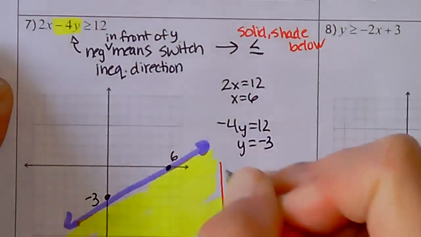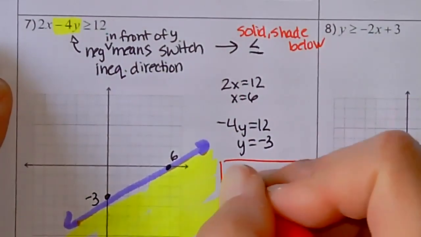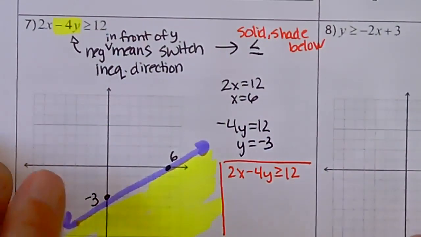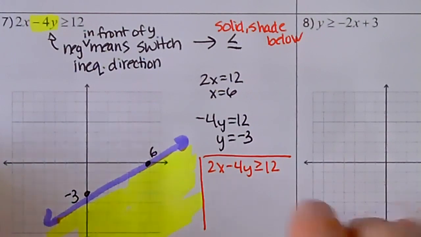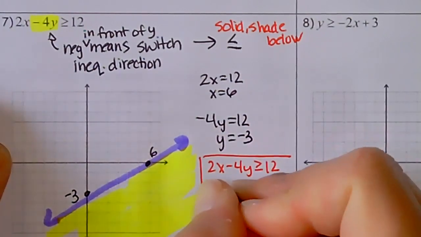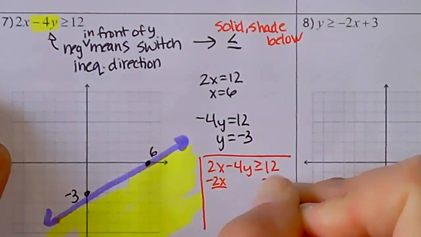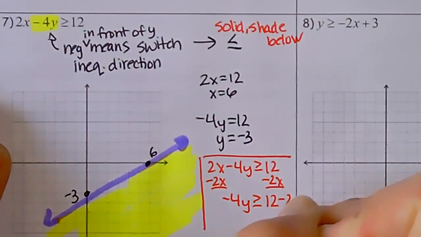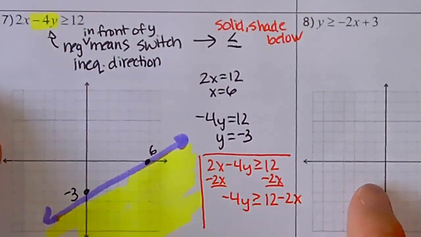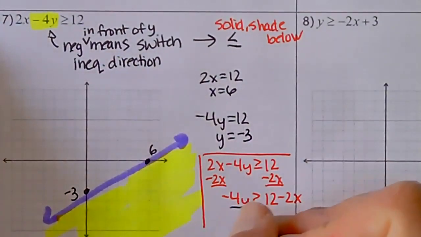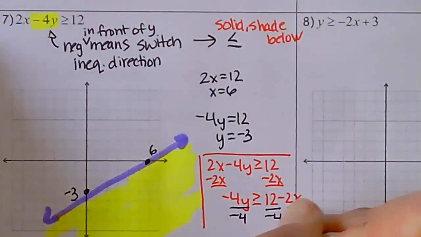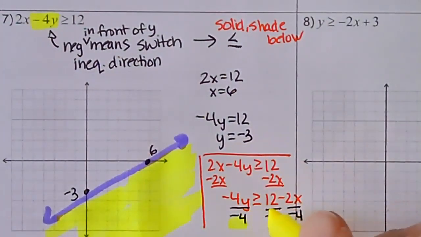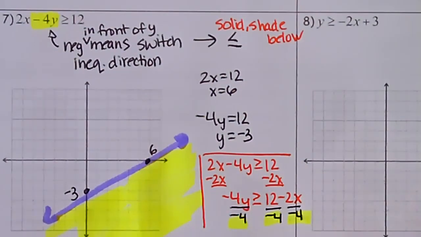Okay, just as an aside for people who maybe want to get this in Y form, let me just do that here in this box. If I was going to get this in Y form, I would subtract 2x, which does not change the direction of my inequality. So I have negative 4y is greater than or equal to 12 minus 2x. Now, this is where I would change the direction of my inequality, because I would divide by a negative 4. So that's where my inequality is going to end up switching. It was greater than, and now it's going to become less than.